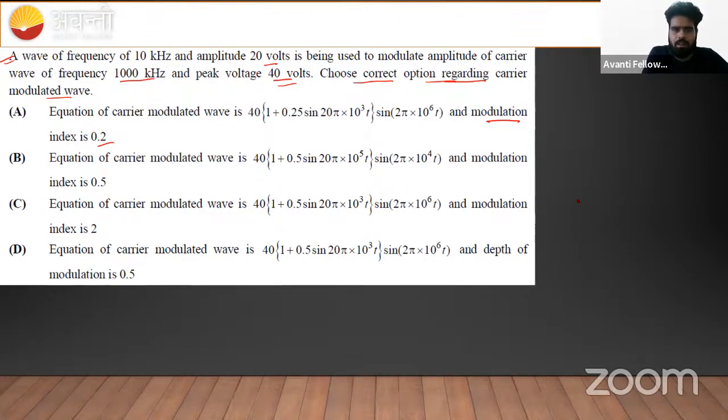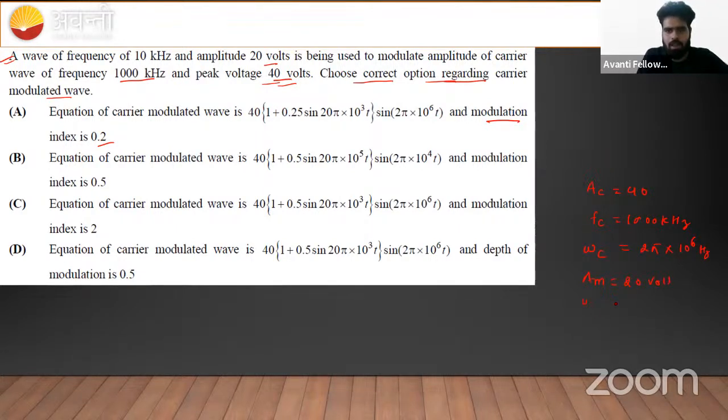This is the frequency and this is the peak voltage. So the peak voltage is given for the carrier wave, that is AC, which is 40, and the frequency FC is 1000 kilohertz. If we convert into hertz, omega c can be written as 2 pi f, 2 pi into 10 raised to power 6 hertz. And AM can be written as 20 volt.